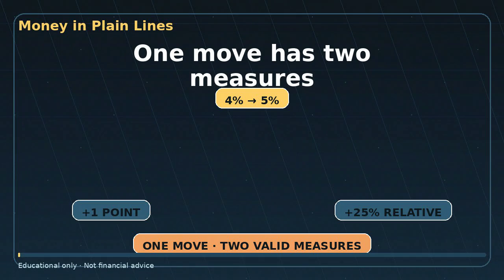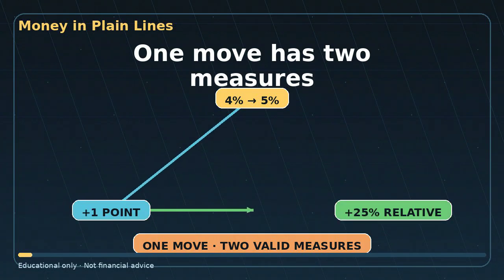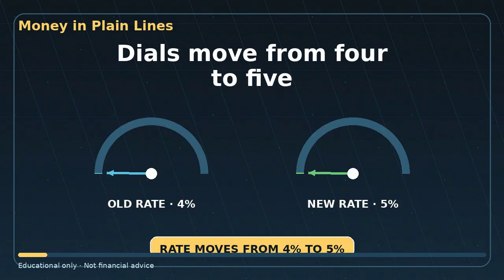A rate moves from 4% to 5%. How large is the change? One person says 1%. Another says 25%. A careful explanation uses two different labels. The rate rose by 1 percentage point, and the new rate is 25% higher than the old rate. Those statements are not rivals. They measure the same move in different ways.